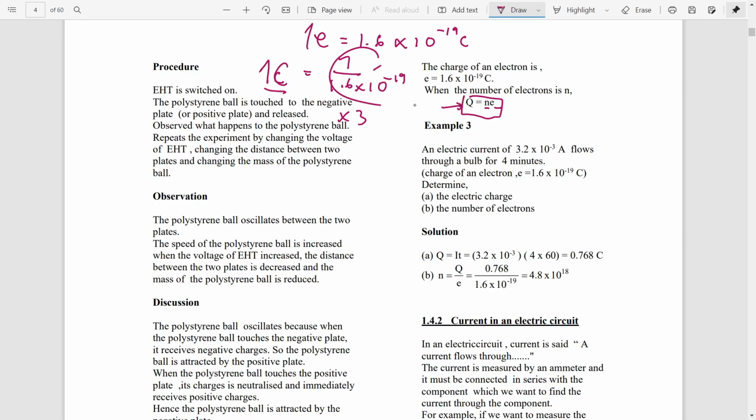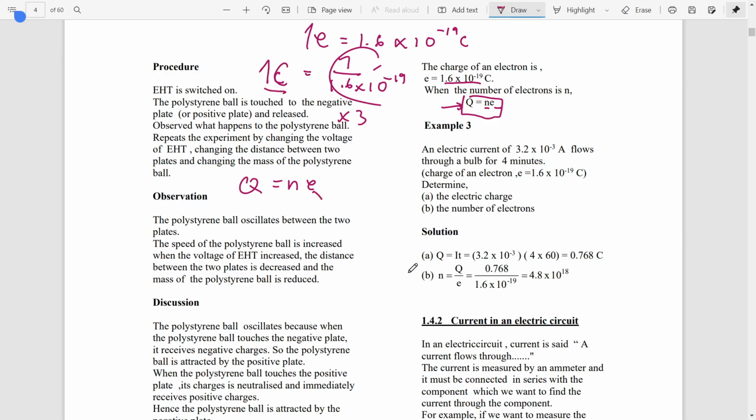But if you still don't understand, you can use this formula where Q equals Ne. Q is the charge, N is the number of electrons, and e is the charge of the electron. Which electron charge? This one, 1.6 times 10 power negative 19.